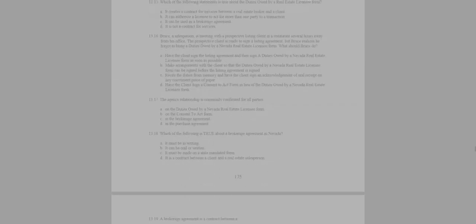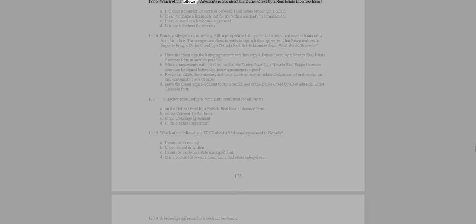13.14 Sam, a salesperson, has a buyer client who wants to make an offer on a house for sale by the owner. What document must Sam give to the seller? A. Consent to act. B. A brokerage agreement. C. Duties owed by a Nevada real estate licensee. D. Seller's real property disclosure form.